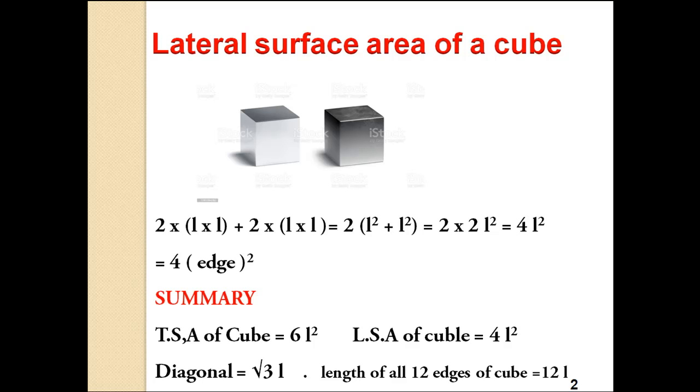Summary. Total surface area of cube equals 6L square. Lateral surface area of cube equals 4L square. Diagonal equals root 3 into L. Length of all 12 edges of the cube is 12 into L.